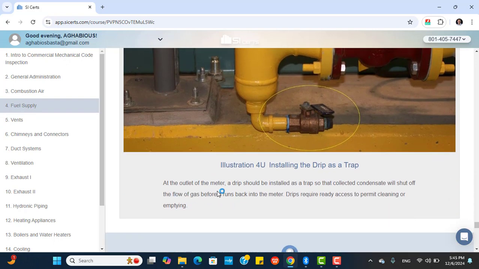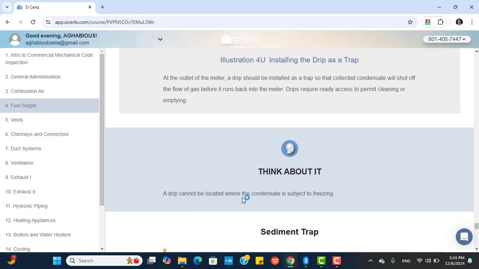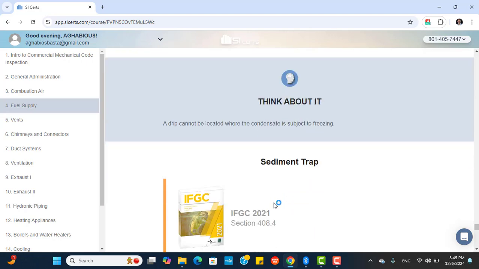At the outlet of the meter, a drip should be installed as a trap so that collected condensate will shut off the flow of gas before it runs back into the meter. Drips require ready access to permit cleaning or emptying. Think about it, a drip cannot be located where the condensate is subject to freezing.